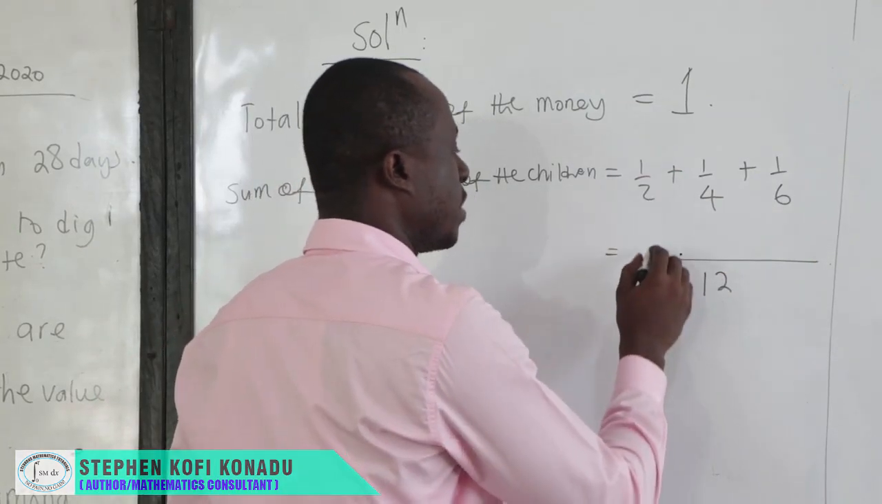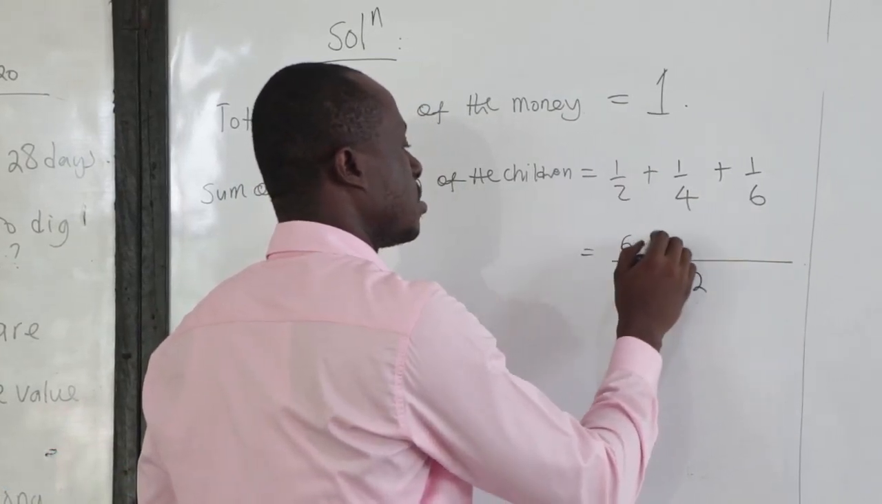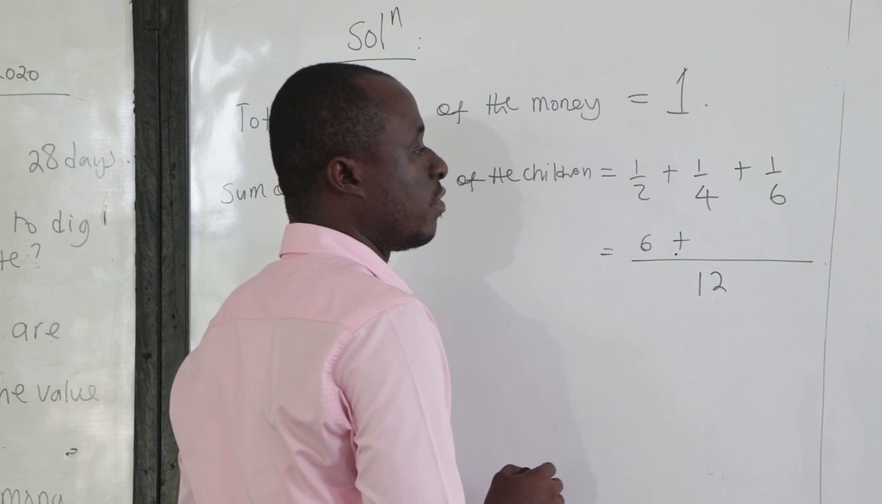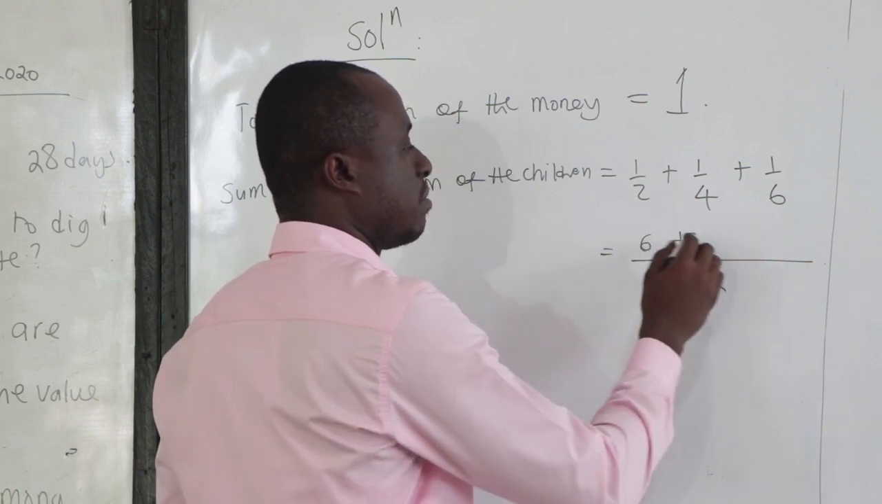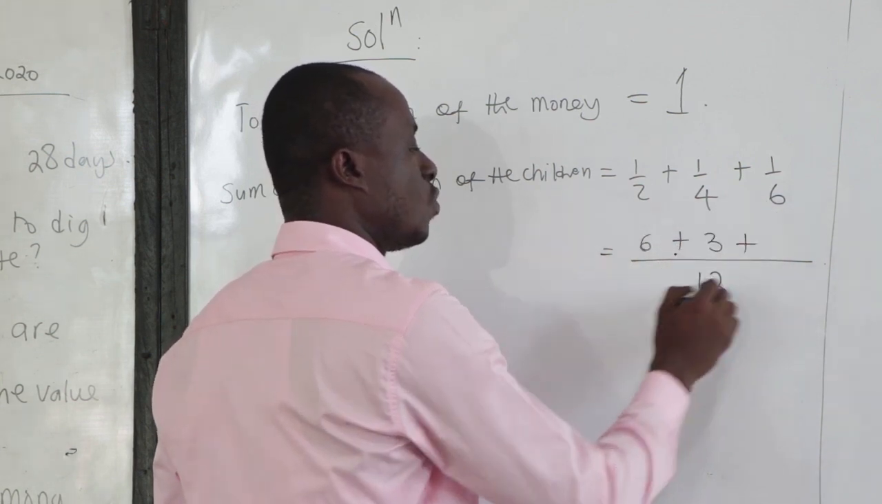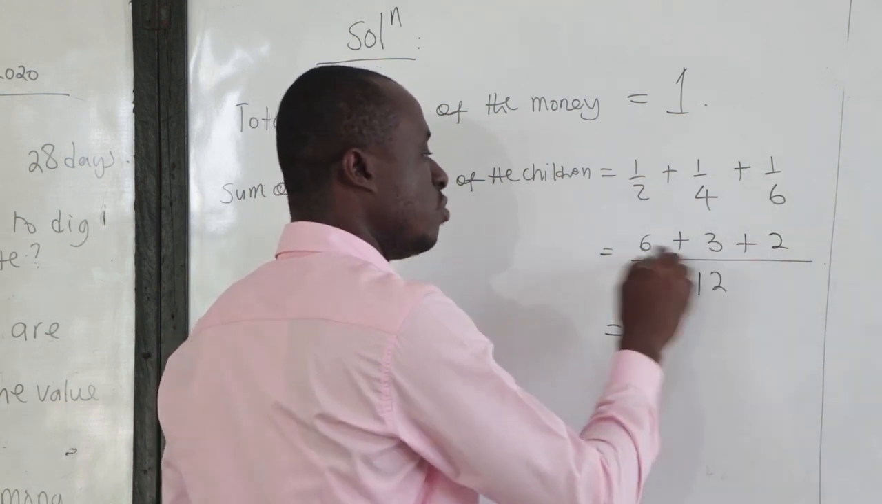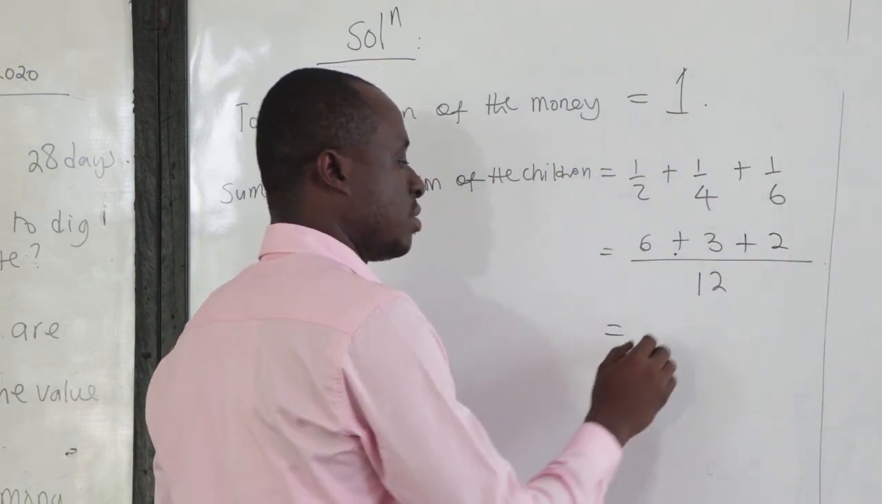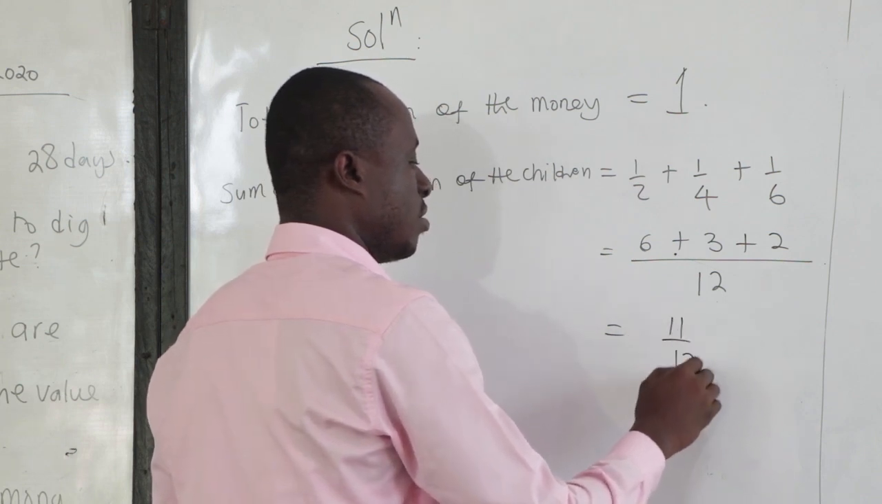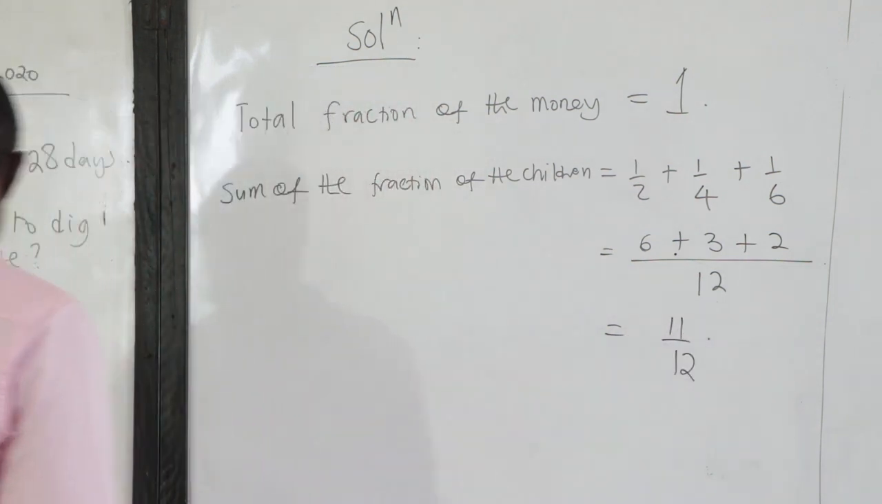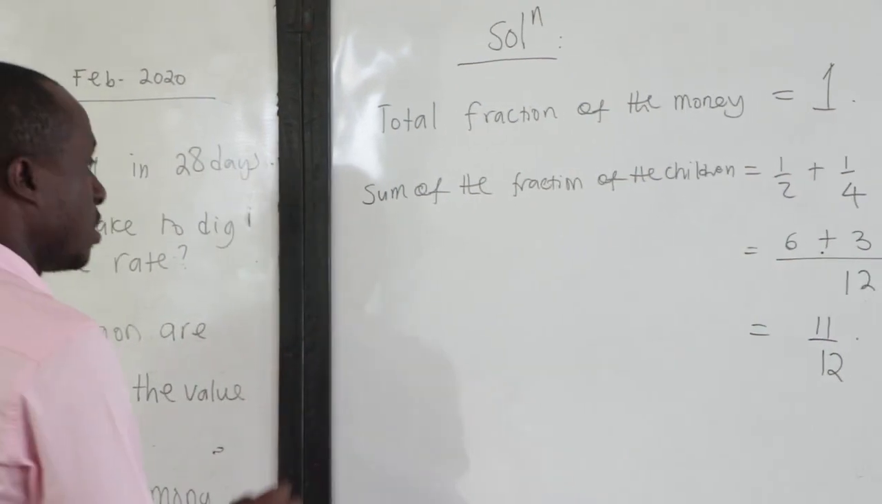So 2 will go into 12, that is 6 times 1, we have 6. 4 will go into 12, that is 3 times 1, 3. 6 will go into 12, that is 2 times 1, 2. Adding the numerators, 6 plus 3 is 9, plus 2, so we are getting 11/12. Now the next question says, what fraction of the money was left?